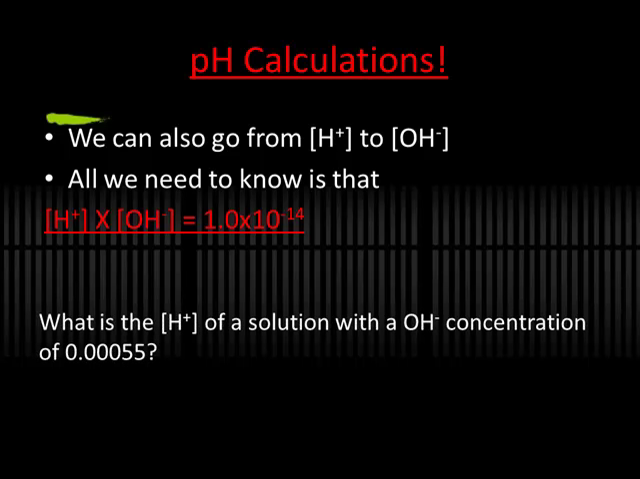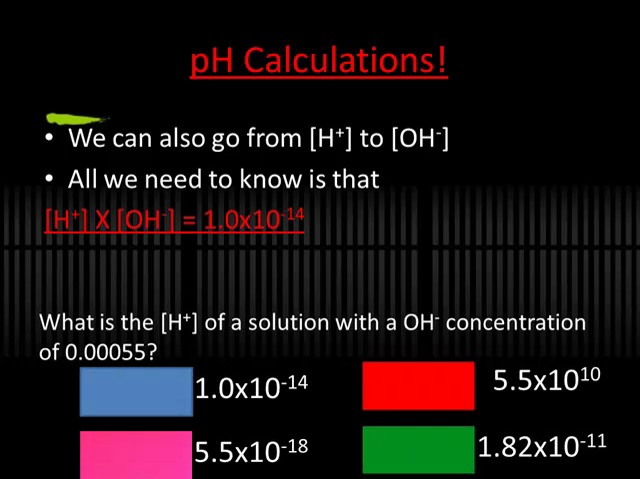So, what's the H plus concentration of a solution with an OH minus concentration of 0.00055? Here are four options. Go ahead and pause it. Then play again to see if you agree with my answer.